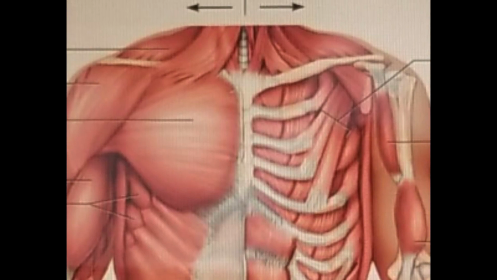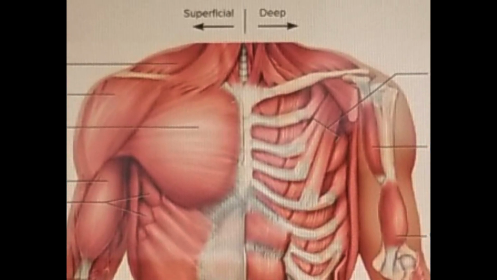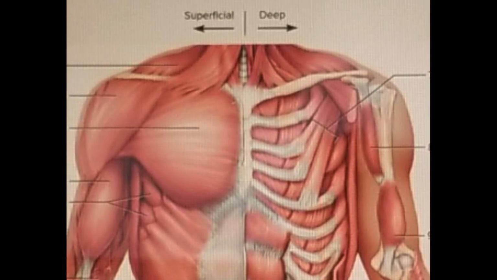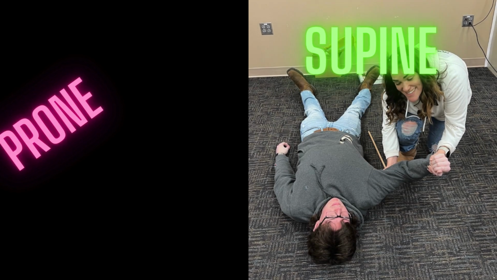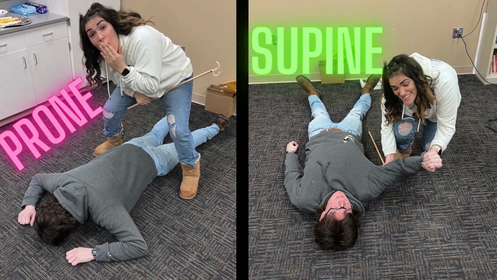Superficial means more towards the surface of your body. Think varicose veins. Deep is more internal and more away from the surface of your body. Think liver, heart, anything to do with your organs. Prone and supine. Prone, you're face down. Supine, you're laying flat on your back.